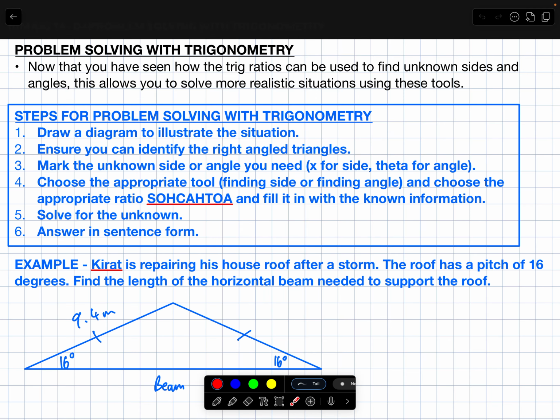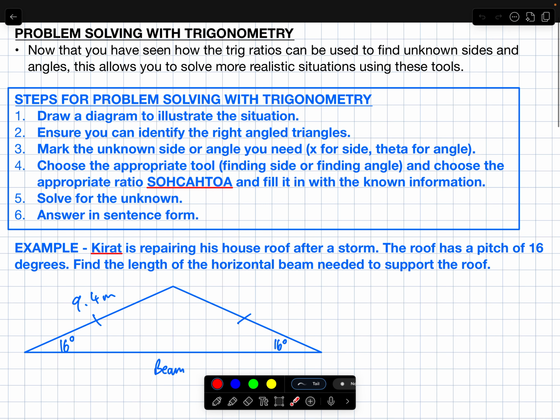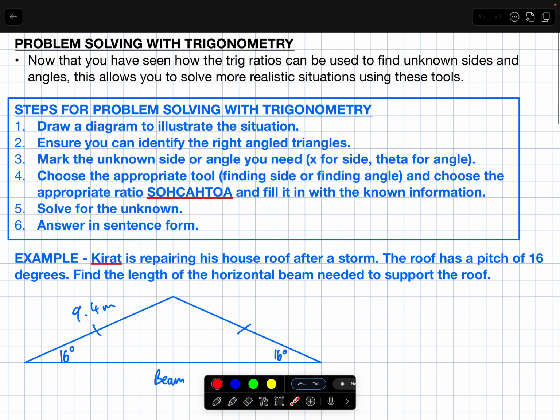So now you've seen how the trig ratios can be used to find unknown sides and unknown angles in the last lesson. This allows you to solve more realistic situations using these tools. You'll notice the pattern is you're taught a bunch of skills, a bunch of tools, and then there's always a lesson where you do problem solving with those tools, because it's more useful to do maths with worded situations than it is to just do a bunch of exercises.